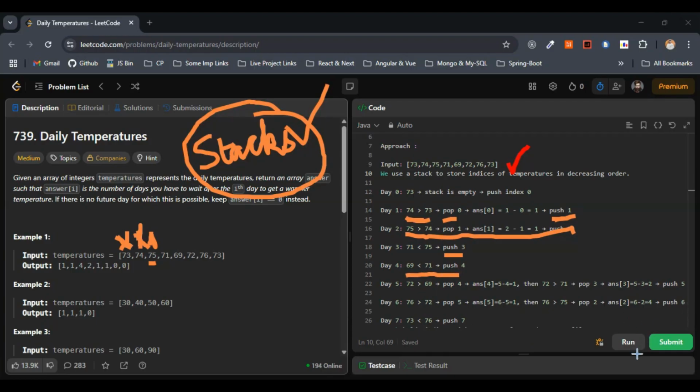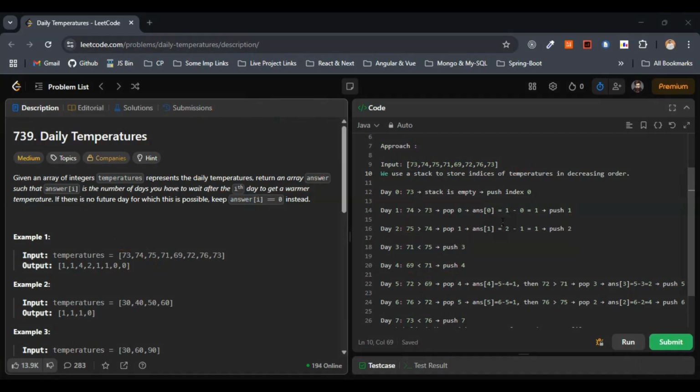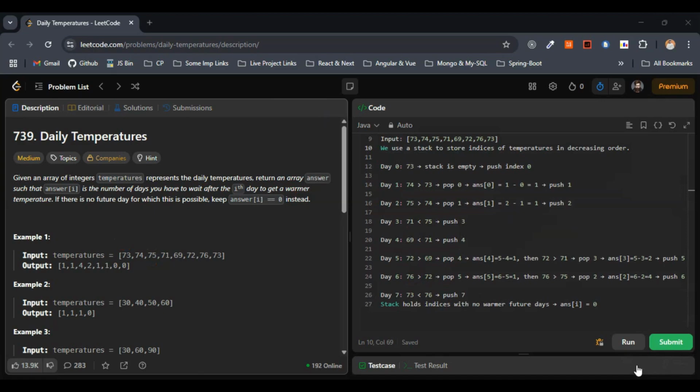Day 5. Observe here correctly. Just give me a second. On day 5, we'll check 72 with 69. 72 is greater than 69. So we'll pop 4, which means we'll pop this one, 69. We pop the index, nothing but the 69 here in this case. So answer of 4 equals 5 minus 4, 1.